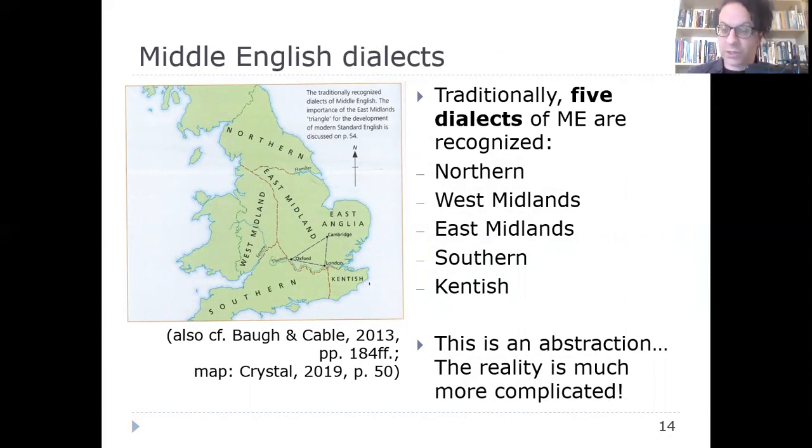This is really an abstraction because the reality is much more complicated. So we have many, many more texts that we can localize to different regions than we ever had in the Anglo-Saxon time. And if you look at where these texts are coming from and what the linguistic differences between them really are, it's really, really complicated. And there's not just 5 regions, right? So it's almost like every single monastery, every single place where texts were being produced had their own way of writing, of spelling things, of using certain words, of using a certain grammar, and so on.